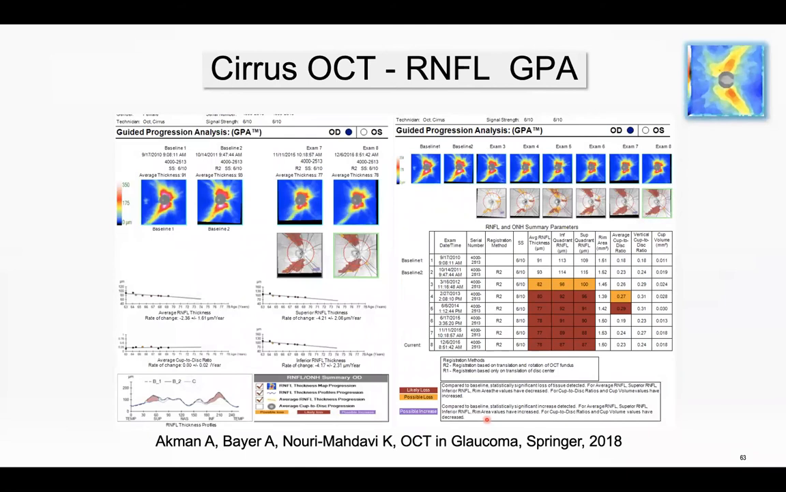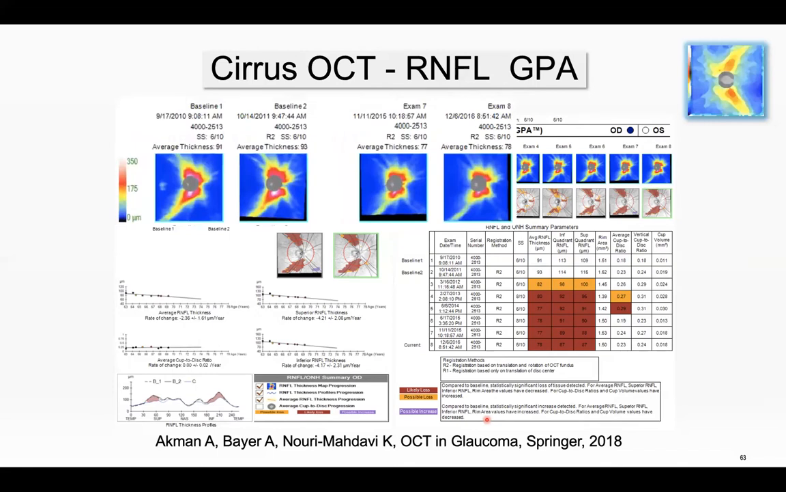This is the Cirrus GPA report. I want to spend some time on this report. I think this is the most important report of the Cirrus OCT, and it is the most statistically good report in any OCT device for me. It has very different concepts for looking for progression. First, there are 4 different strategies. The first one is the RNFL thickness map progression.